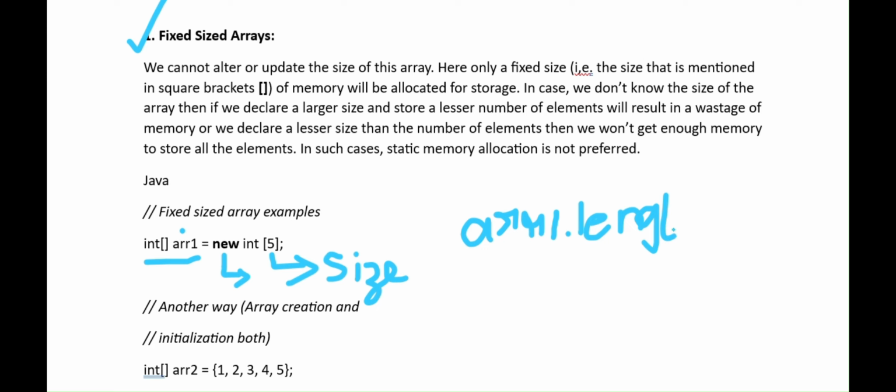The length function is used to return the length of the array. Array index always starts from 0 to n minus 1. For example, if an array has n elements, the index will start from 0, 1, 2, 3, and 4.